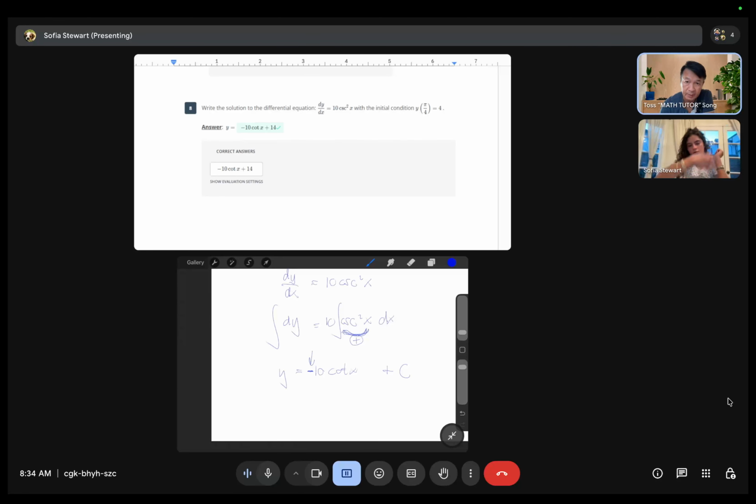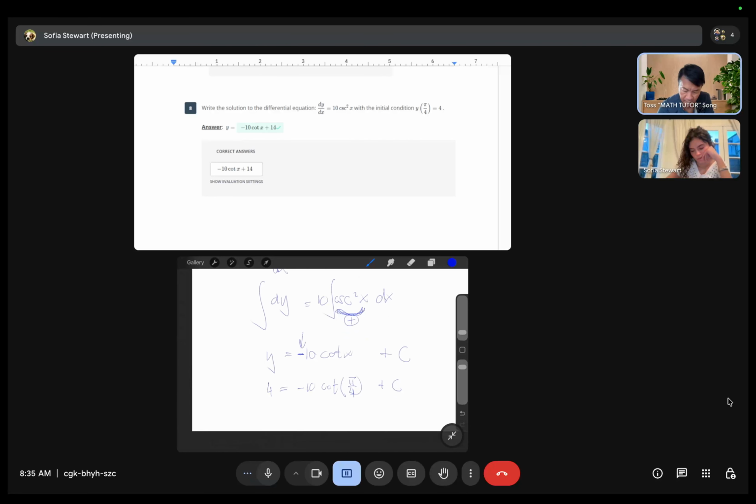Not yet, because you have to solve for c. Do you see it? So it says that your y will be 4 when your x is pi over 4. Plug it in there. Yeah, your y is 4 when your x is pi fourth, plus c. So you solve for the c.